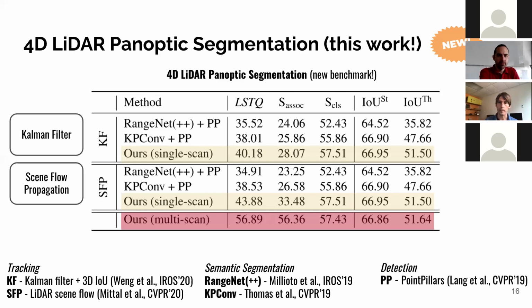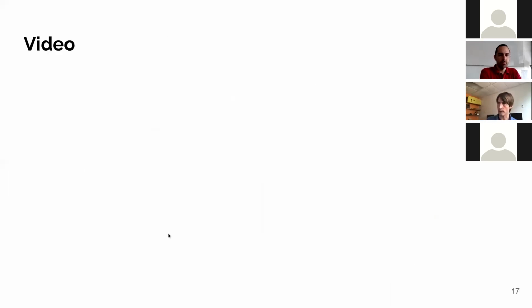And here the conclusion is that our method that processes several scans in parallel performs significantly better in terms of association. Overall, our single-stage and unified network quite significantly outperforms these tracking-by-detection baselines, and it does not need any external methods or networks for temporal association. So everything is handled by the network.